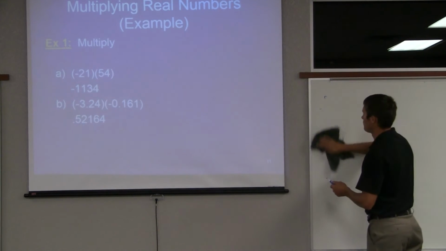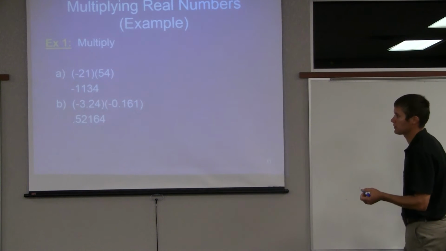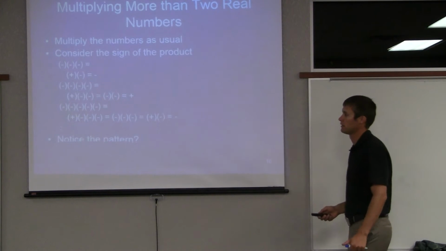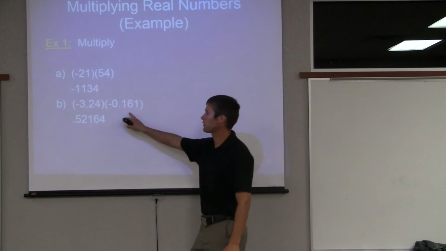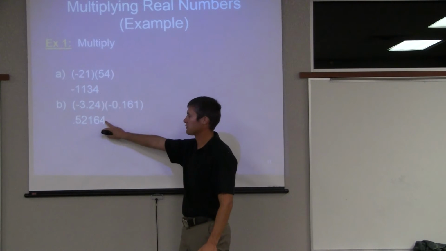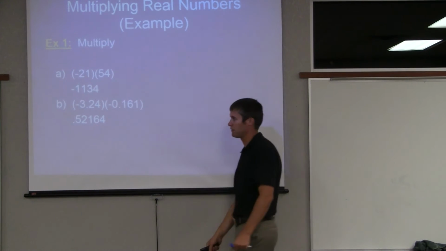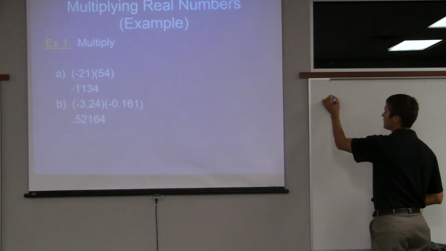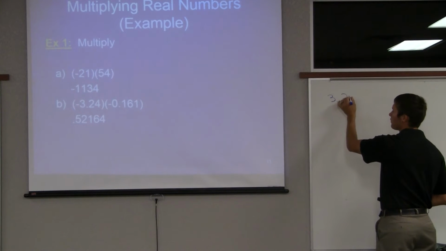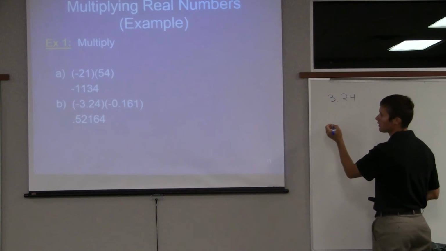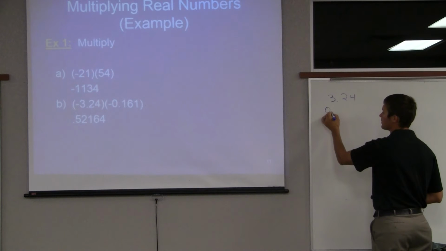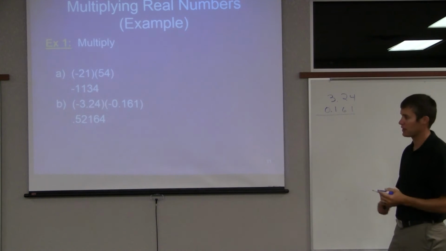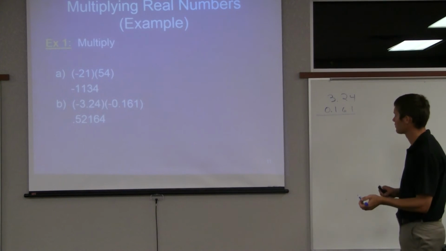Example 2, we'll go ahead and do multiplication again. I have a negative. Oops, it shows up, but I'll go through it. So a negative times a negative is a positive, and so we get 0.52164. How we go through it is you have 3.24 and 0.161. I'm not worried about the signs right now. I already know I'm going to get a positive, so I'm just multiplying.